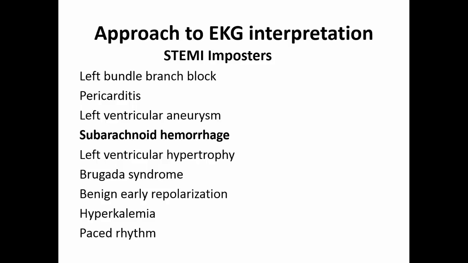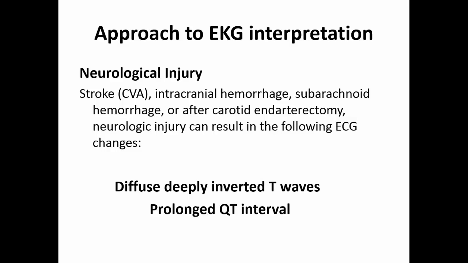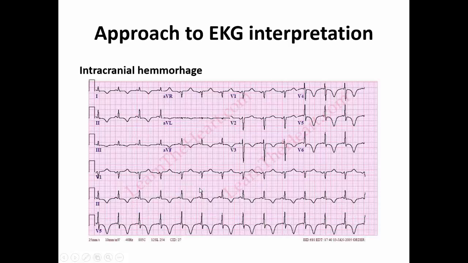Subarachnoid hemorrhage and some other intracranial processes can affect your EKG. Stroke, hemorrhage, carotid endarterectomy, you can see EKG changes. What you'll typically see is diffuse, deeply inverted T waves and maybe a little bit of a prolonged QT. So here's an example of an EKG post-intracranial hemorrhage.